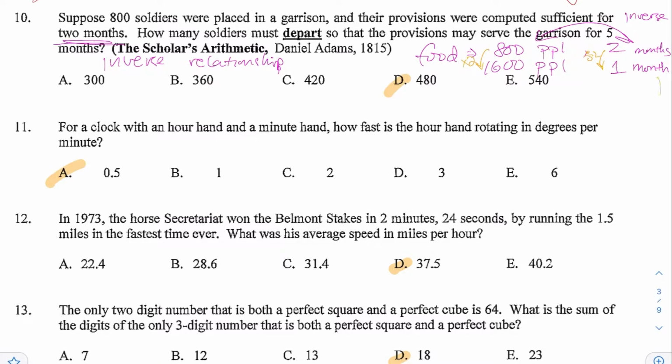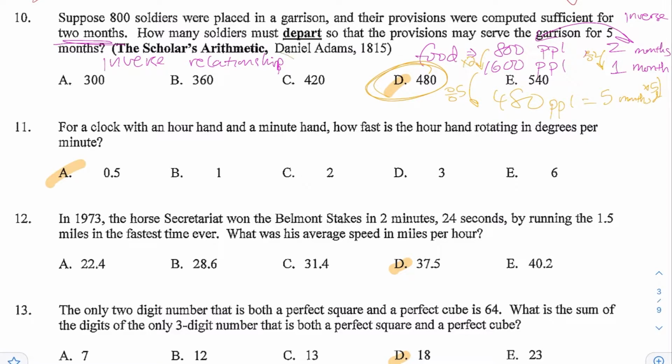Now you want to go to 5 months. So if you multiply by 5, you'll want to divide by 5. And 1,600 divided by 5 is about 500, or it should be less than 500, and it's going to be choice D, 480.